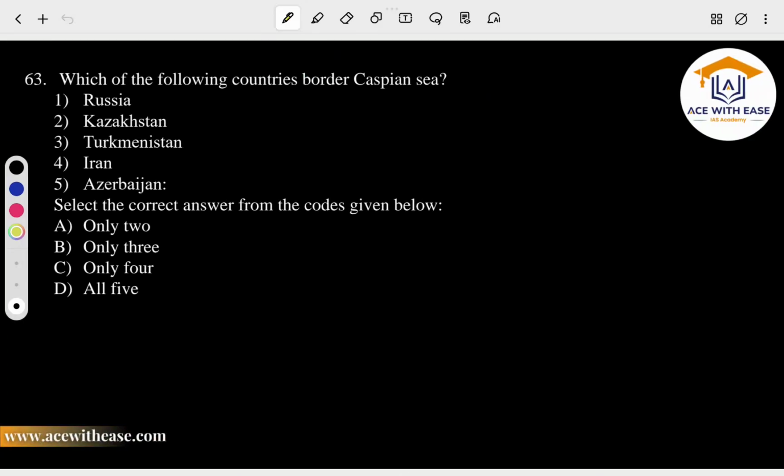63rd. Which of the countries are bordering the Caspian Sea? We have Russia, Kazakhstan, Turkmenistan, Iran and Azerbaijan. So all the 5 countries are bordering the Caspian Sea. So all the 5 is the correct option.